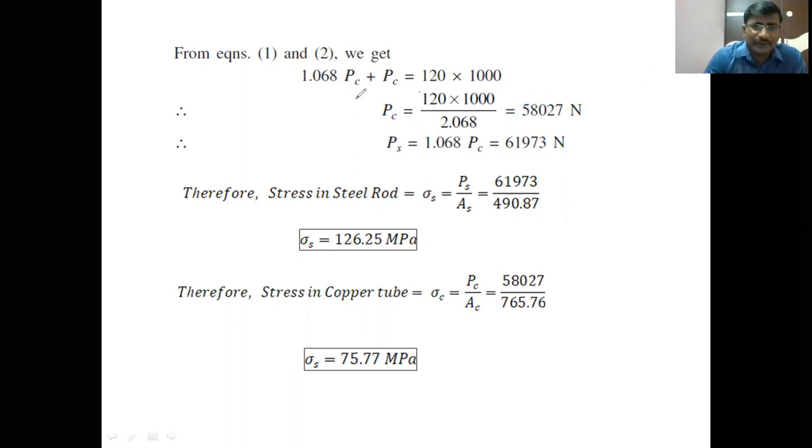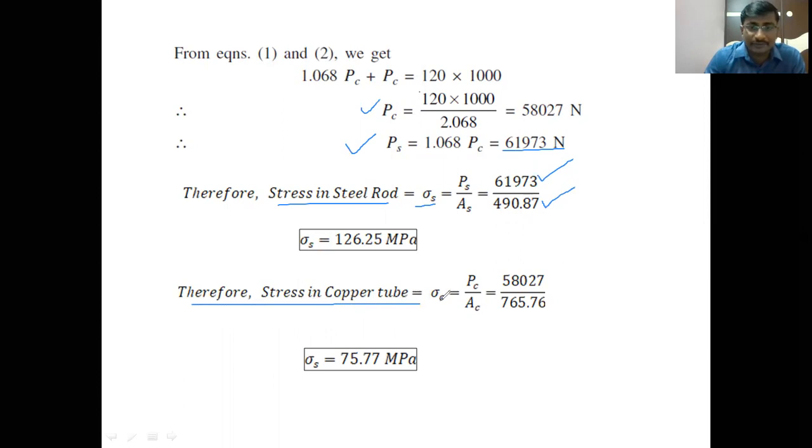Clear? So from these two values we can calculate the stress in steel and the stress in copper. Therefore, stress in the steel rod, sigma S, is equal to PS by AS. The load shared by the steel is 61,973 divided by the cross-sectional area of the steel rod, 490.87, the value previously calculated. So sigma S, the stress in steel, is equal to 126.25 megapascals or newtons per mm square. Similarly for the copper.